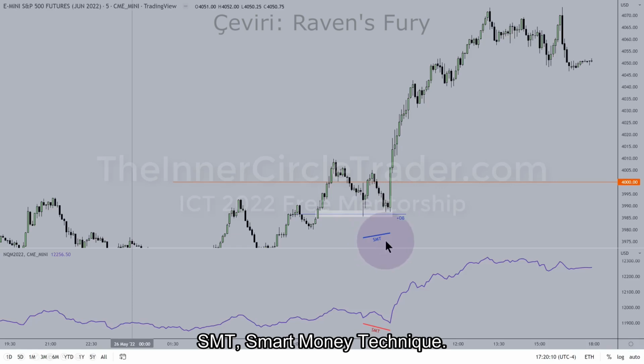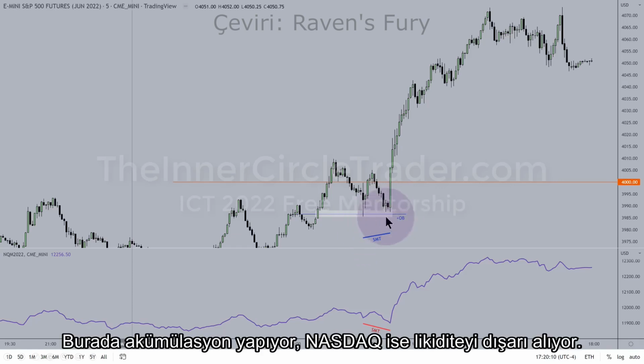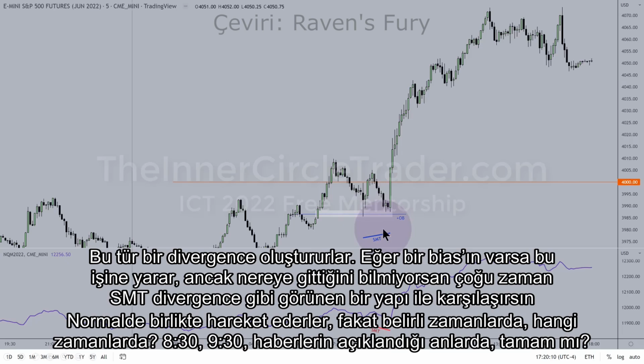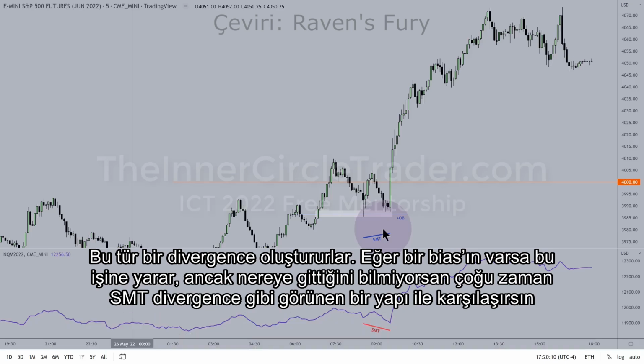SMT, smart money technique. It's accumulating in here, whereas the NASDAQ is taking liquidity out. So there's a cracking correlation between the two. Usually they move in tandem, but at certain times, what times? 8:30, 9:30, at news events being released, okay? They'll create this divergence. And if you have a bias, it's helpful.